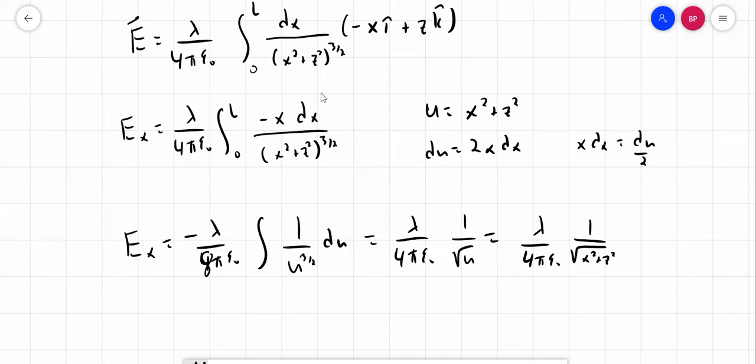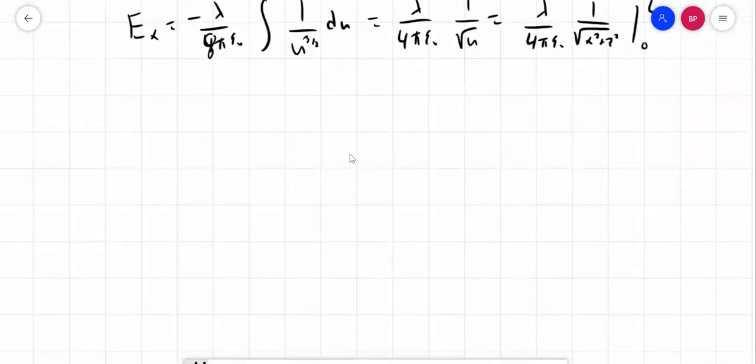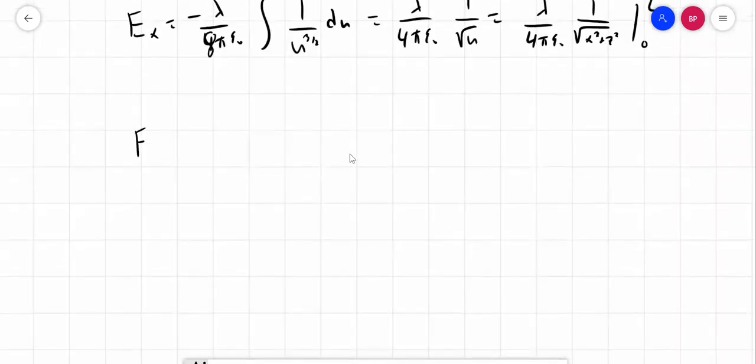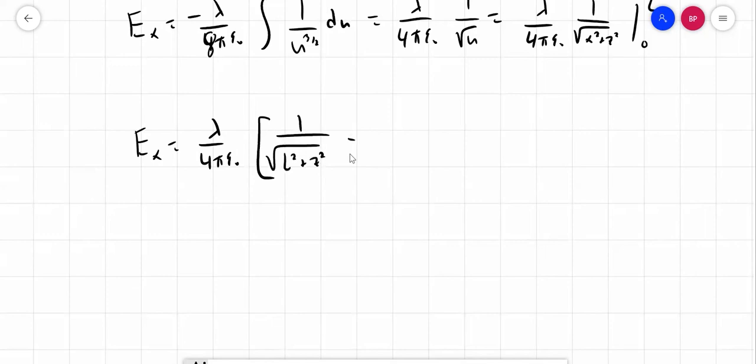Now don't forget to plug your limits in. So this is from x equals 0 to x equals L. So our full x component of our electric field then is lambda over 4 pi epsilon naught times 1 over the square root of L squared plus z squared minus 1 over z. That's what you get when you plug in 0 for x here.